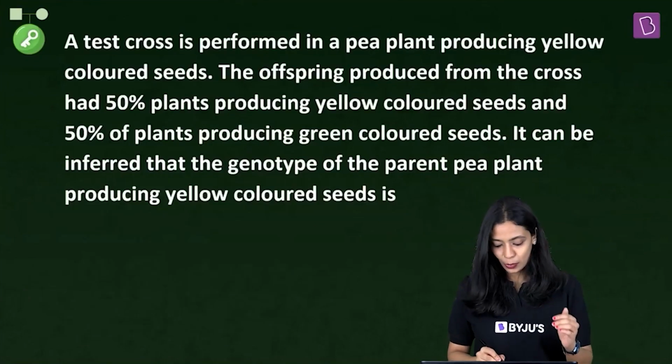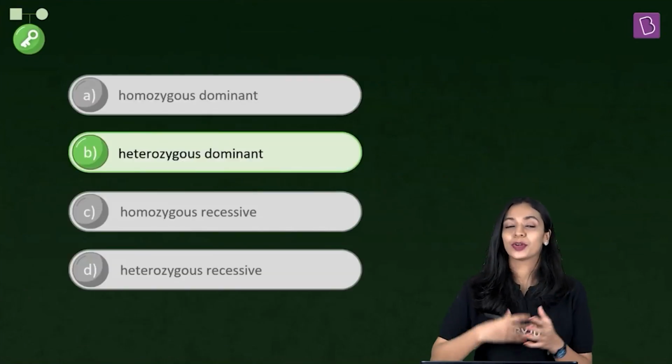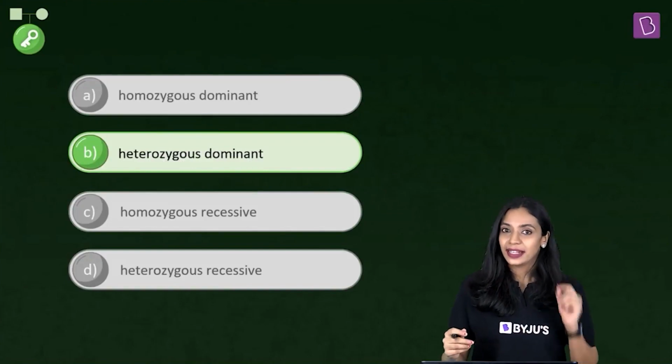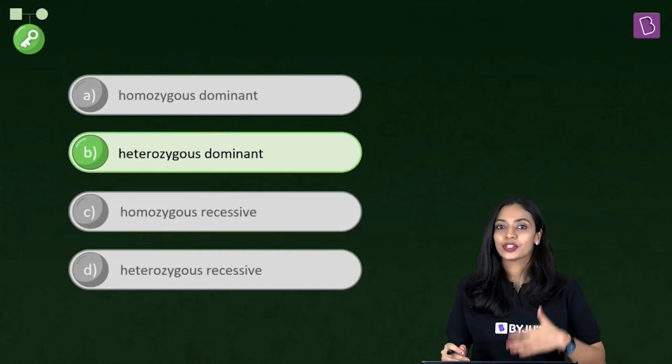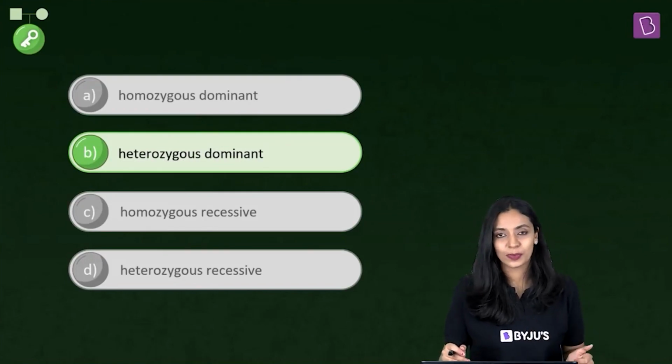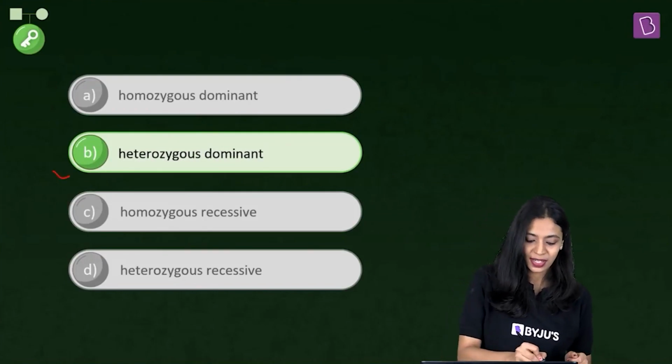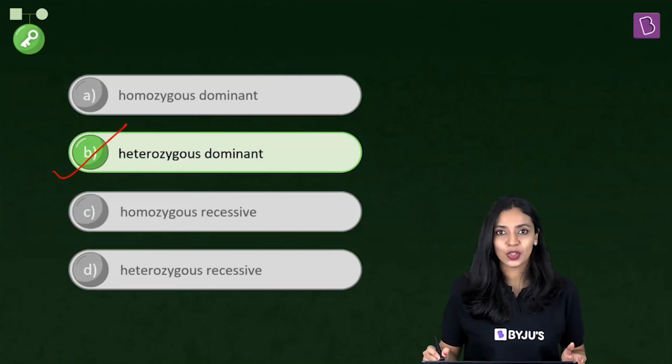Okay, so now we know that the parent plant that was producing yellow colored seeds had the heterozygous dominant genotype, which is why we could get the ratio of 1:1 in the resulting offspring. So the correct answer to this question is option B, heterozygous dominant.